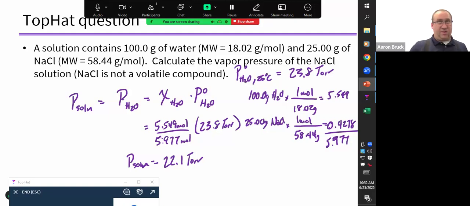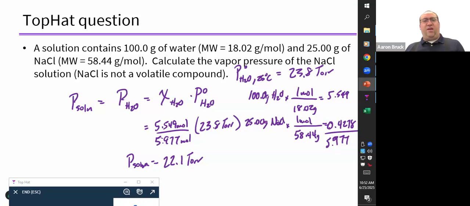Now, I was talking about this with one of you. If you happen to do the Raoult's law for the wrong thing, so you make the mistake of doing Raoult's law on the solute, the thing that doesn't evaporate, and not the thing that does, you're not actually in trouble. Because if you do that, what you've actually calculated is how much the vapor pressure goes down. So we did that calculation. We ended up getting 1.7 torr.